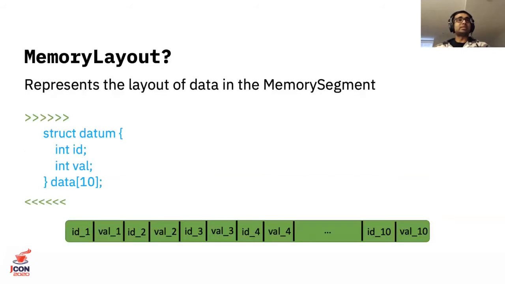Now let's move on to the last abstraction for the foreign memory access API, which is a memory layout. The purpose of memory layout is to define the structure of data in the memory segment. Here I've shown a C structure, which is a 10-element array, and it contains two integers, ID and val. And at the end, I've shown how this array will look in memory. So let's look at how to use memory layout in order to access the elements of the array in memory.